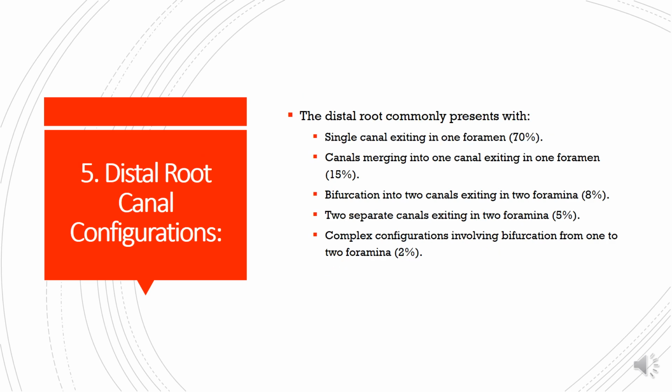Coming to the distal root canal configurations, the distal root commonly presents with single canal exiting in 1 foramen, seen in majority of cases, canals merging into 1 canal exiting in 1 foramen, seen in 15% of cases, bifurcation into 2 canals exiting in 2 foramina, seen in 8% of cases, and 2 separate canals exiting in 2 foramina, seen in 5% of cases. Complex configurations involving bifurcation from 1 to 2 foramina are seen in 2% of cases.